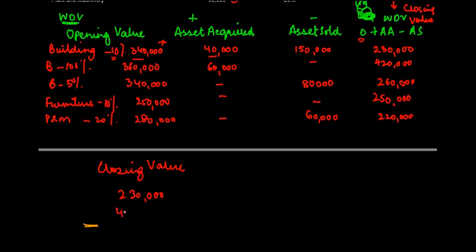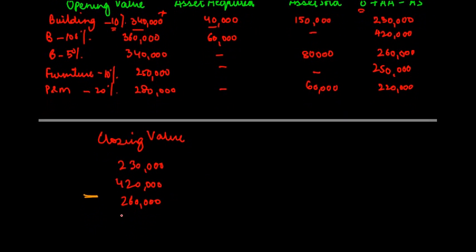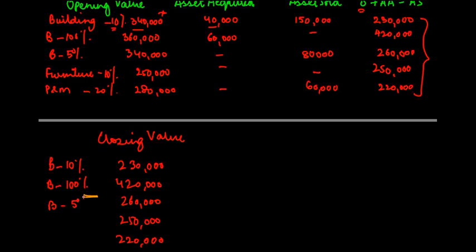2,30,000, 4,20,000, 2,60,000, 250 and 220. I have just noted down these values. This is building 10%, this is building 100%, this is building 5%, this is furniture 10%, this is plant and machinery 20%, right? Now on this closing value you will calculate depreciation by applying this rate to this value.